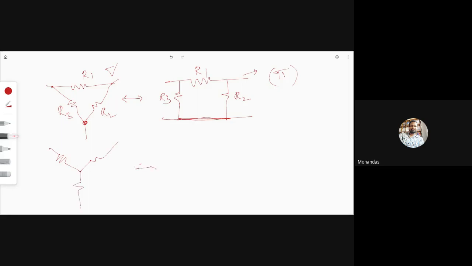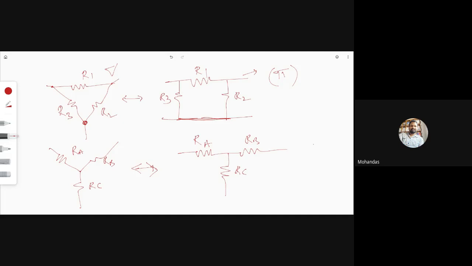And this may be similar to, you can draw it any way. That means the circuit may look like this. This is RA, RB, RC. Don't get confused here. If the circuit is given like this, don't get confused. This is a star fashion only. RA, RB and RC. Both are similar. Don't get confused here.